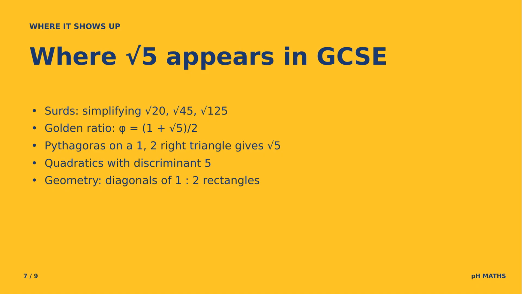Where root 5 shows up in your exam: simplifying surds like root 20, root 45, root 80, root 125. The golden ratio, phi equals 1 plus root 5 all over 2, appears in higher tier surd questions. Pythagoras on a 1 by 2 right triangle gives a root 5 hypotenuse. Quadratics with a discriminant equal to 5 produce root 5 surds in the answers. And diagonals of rectangles with 1 to 2 side ratios.